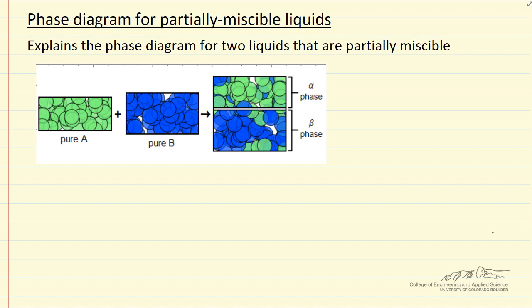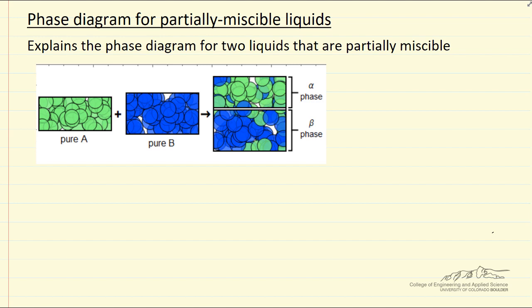One phase we'll call the alpha phase, and that is mostly component A, mostly green. The other phase, the beta phase, is mostly component B. And so what we're interested in is what's the behavior as a function of the relative amounts of A and B that we mix together and as a function of temperature.